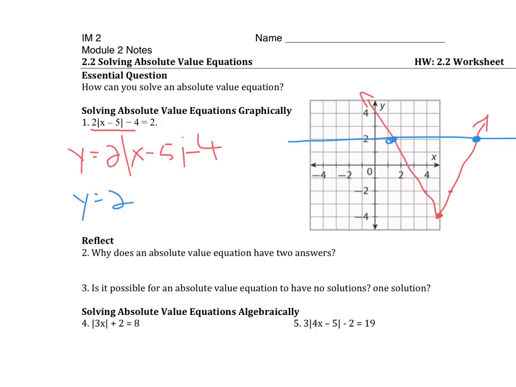So a little reflection question here is, why does an absolute value equation have 2 answers? And then is it possible for an absolute value equation to have no solutions or 1 solution? And I want you to think about those questions. We'll answer those in class tomorrow. So be prepared to share out your answers on those.